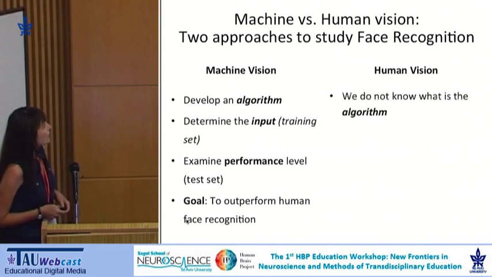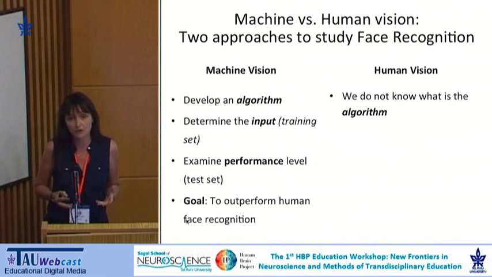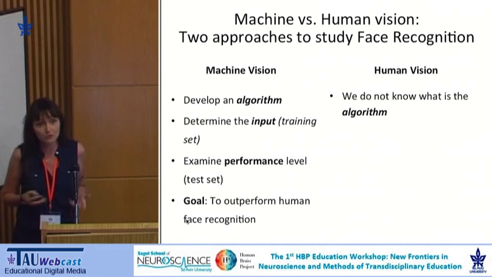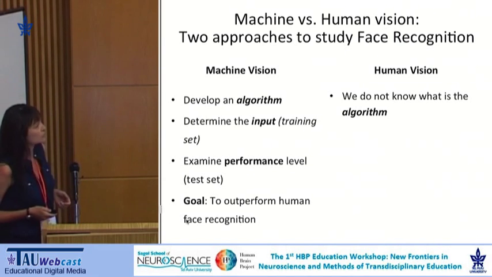On the other side, we have the cognitive psychologists and cognitive neuroscientists, who are trying to understand how the brain is doing it. We have no idea what the algorithm is. We don't know how the brain is actually recognizing faces. This is what we're trying to study.